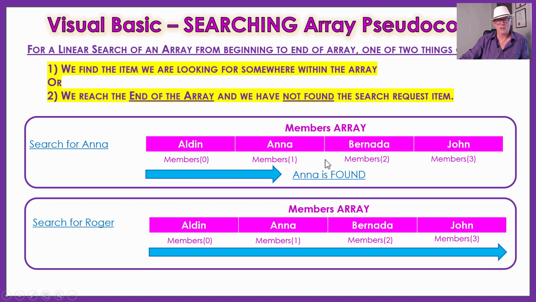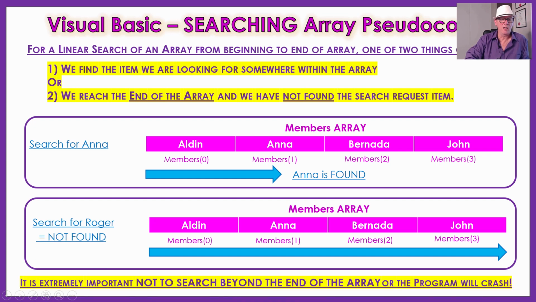So there's two things that can stop our searching loop, or our for next loop or our while loop that we're going to write, and that is that we find someone. If we get partway through the array and find someone, we're going to stop. But if we go all the way to the end of the array and we haven't found a match, then we're going to stop as well. And it's very important that you stop here and you don't keep going into random computer memory, because that will crash your program. So it's extremely important not to search beyond the end of the array, or that will cause a definite program crash every time.